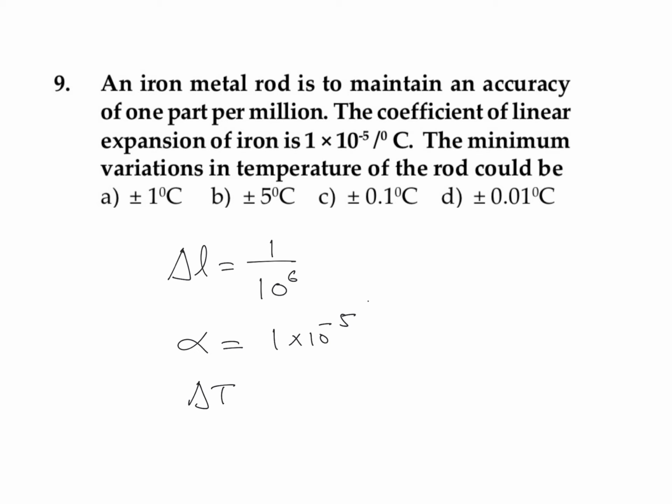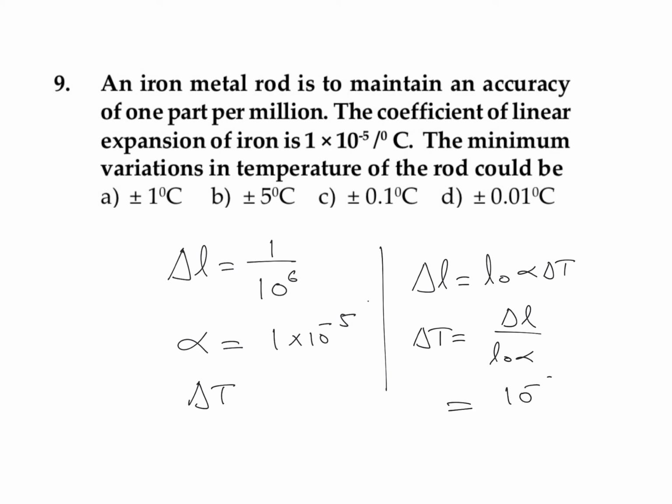So we can use the equation: change in length is equal to initial length into alpha into delta T. From that we can find the value of delta T, which is equal to delta L divided by L naught alpha. So the value of delta L can be written as 10 raised to minus 6 divided by L, where we just consider L as 1. That's why we wrote delta L as 1 divided by 10 raised to 6, into alpha.